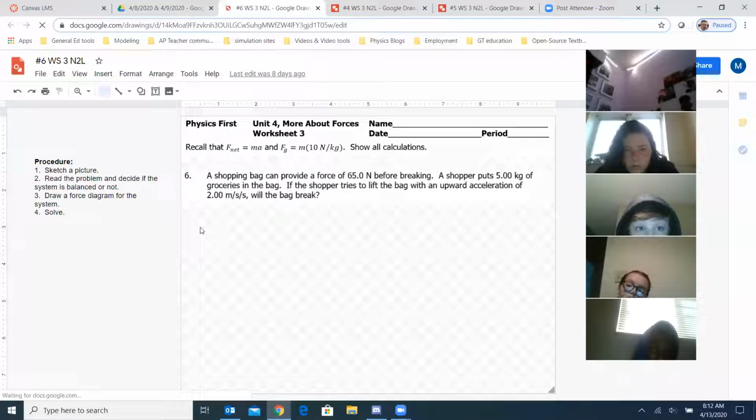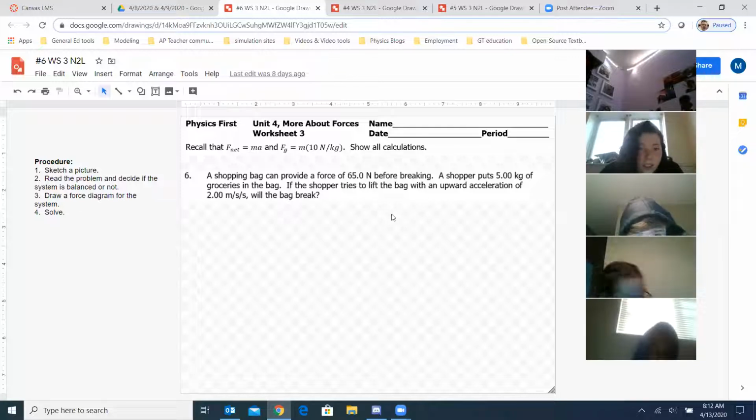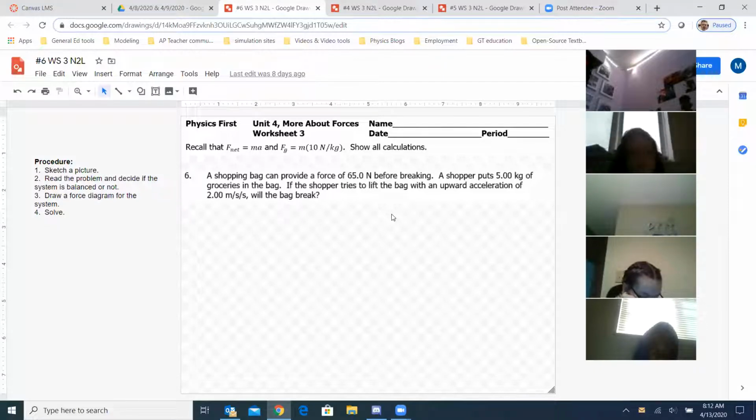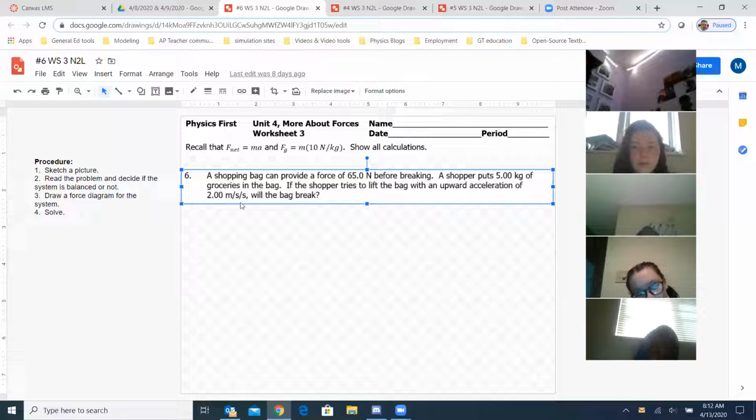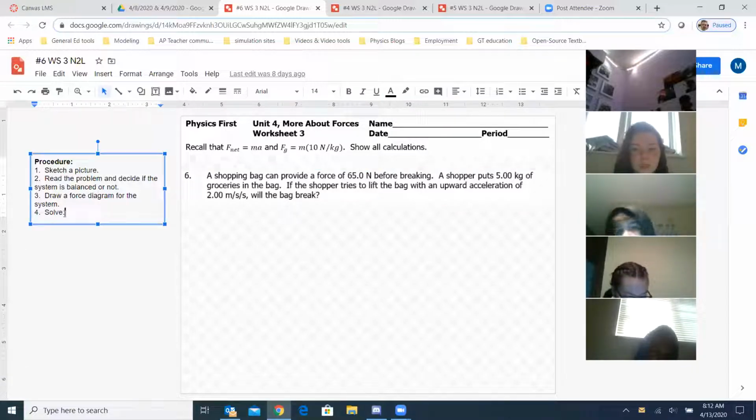Okay, so number 6, this one's a little bit tougher one. It says a shopping bag can provide a force of 65 newtons before breaking. So imagine you went to a grocery store and you put 5 kilograms of groceries in the bag and you're going to try to lift the bag up. I would like you to sketch a picture, or look on the web to find a picture of somebody picking up a grocery bag. Then figure out if it's balanced or not. Your hint is, notice it says it accelerates upward. Then draw a force diagram and then solve it. I'll give you about 5 minutes. All right, so go ahead and do that.